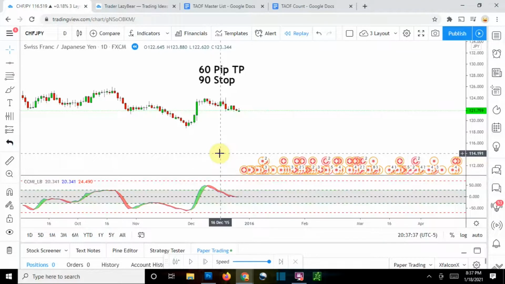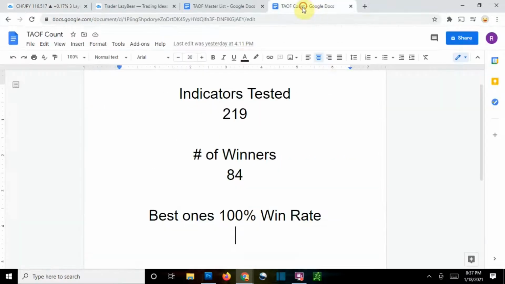Alright, as I said, today we will be testing the Composite Momentum Index indicator. But before we do, I wanted to put the indicator scoreboard up for everyone to see.